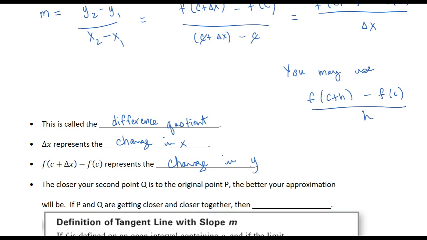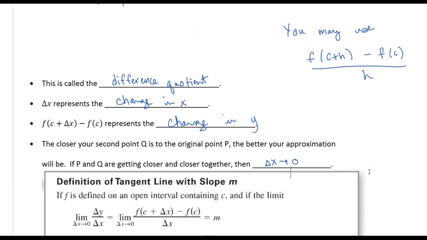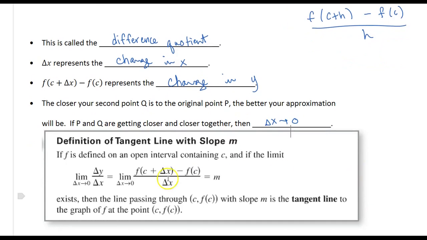Now, the closer your second point Q is to the original point P, the better your approximation will be. We illustrated that in section 1.1. If P and Q are getting closer and closer together, then the distance between them is getting smaller, so our delta x, or h, is going to be approaching 0. So if we want to find the exact slope of the tangent line through the point P, all we have to do is take the limit as delta x approaches 0 of the difference quotient.